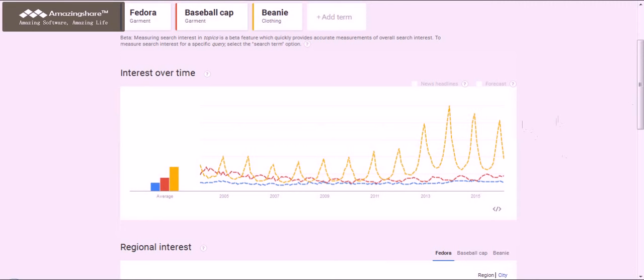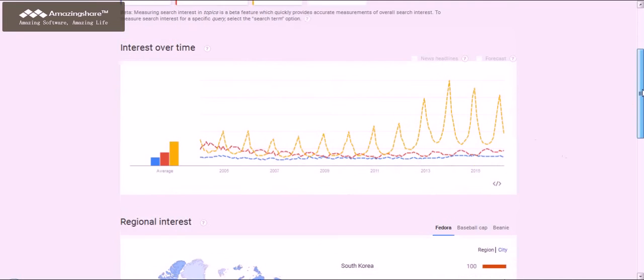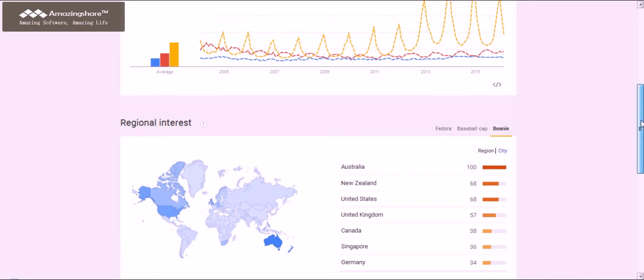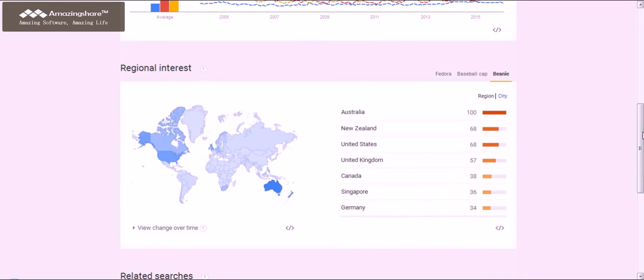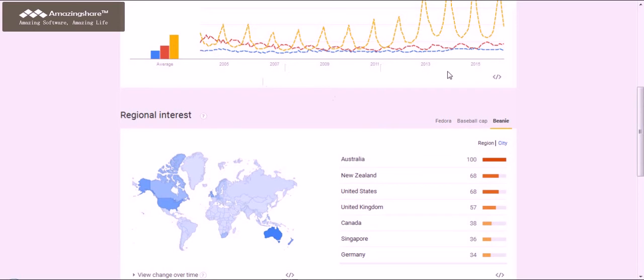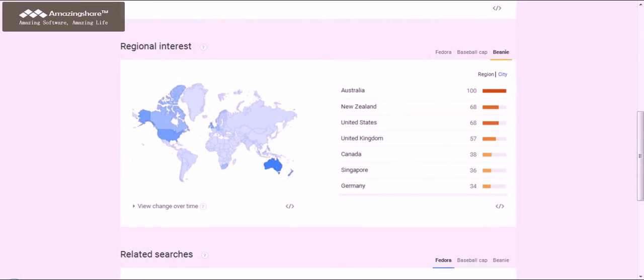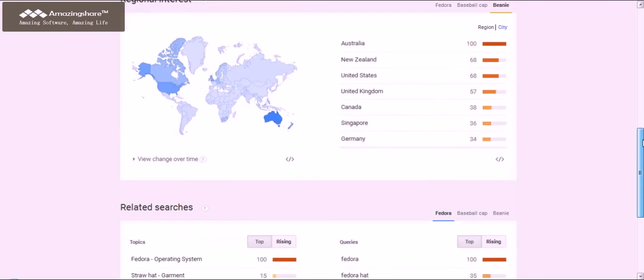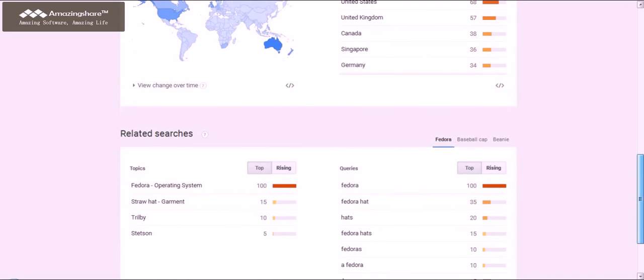So another thing that Google Trends does very well is it can even show you regional interest. So let's go to the beanie. It's going to show you exactly where people are using this the most over that period of 2005 to 2015, so over the past 10 years. Australia by far and away, then New Zealand, United States, United Kingdom, Canada, Singapore, Germany. Again, really great way to hone in on where you might market your product.